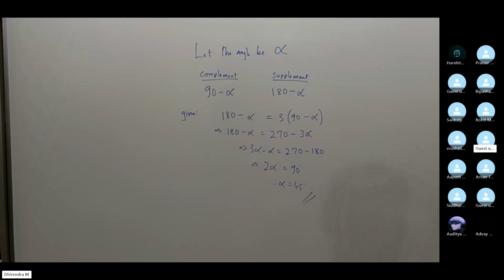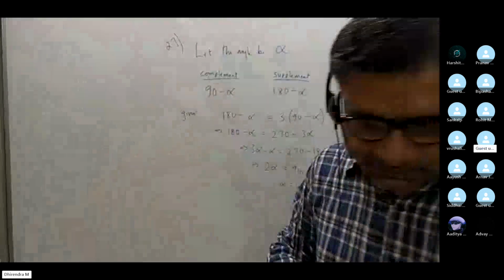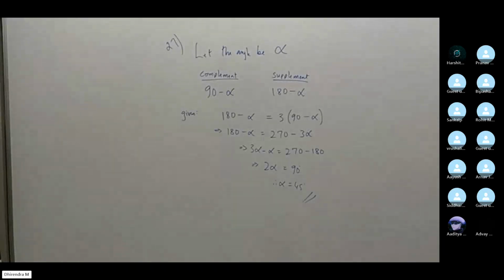So are you people good with this? Let me write the question number just in case. This is question number 27. Copy kar lo. Jaldi se. 15 seconds, folks. 15 seconds or 20 seconds. And then copy this.